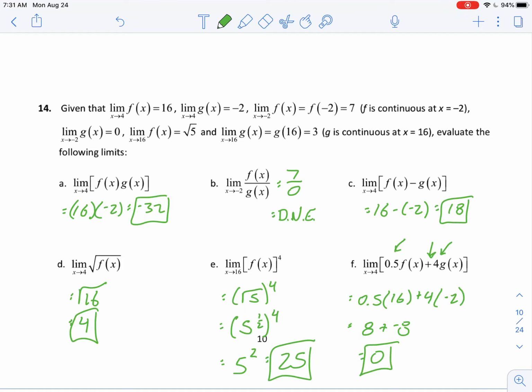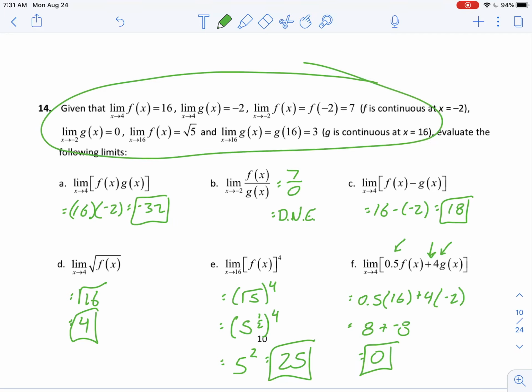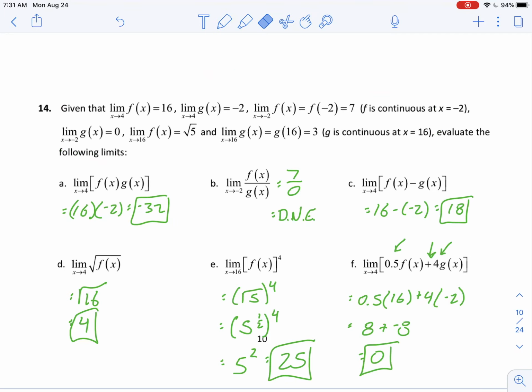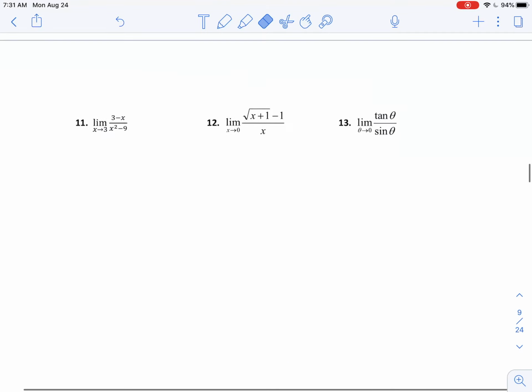Okay, so that's how AP is going to test you. They might give you values for limits like this. They can do it in a table. They can do it in a combination of a graph and a table, a bunch of different things. But that's how they're going to look at it. Going back.